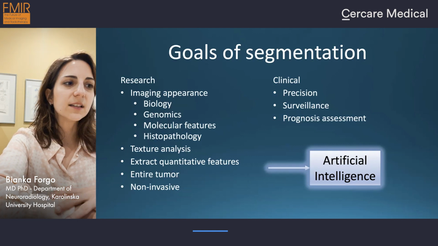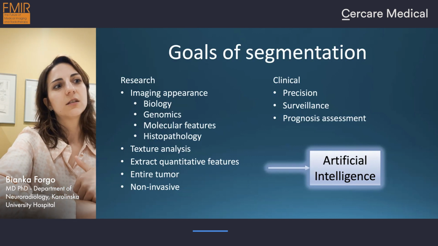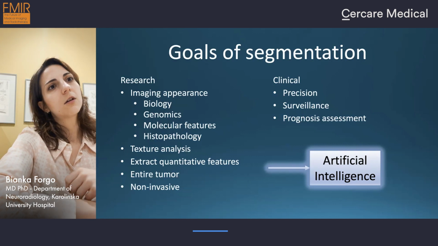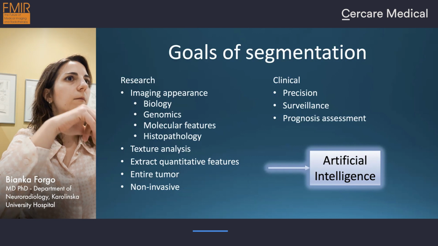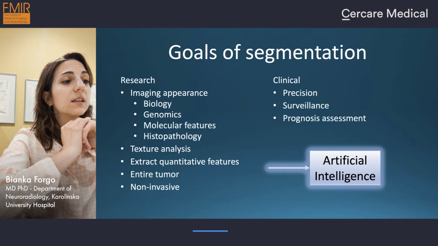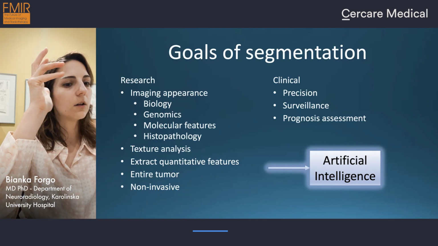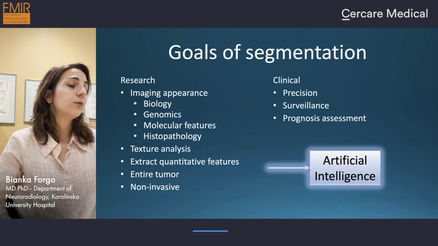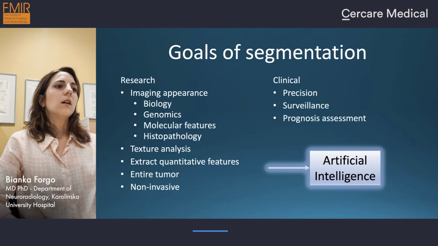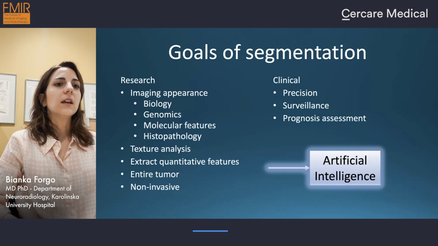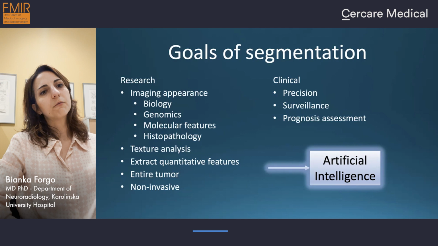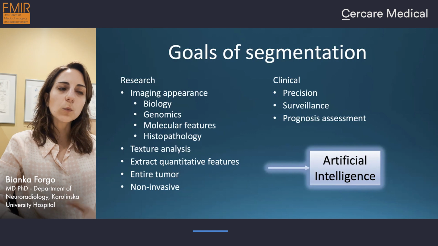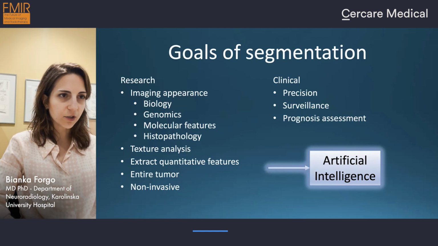We may perform texture analysis and extract quantitative features such as cerebral blood volume, for example. And a big advantage of segmentation compared to manual measurements is that we can this way look at the entire tumor, the entire pathology. And of course, we desire to do this in a non-invasive way. Ultimately, we use segmentation to provide a good basis for different artificial intelligence methods that will give us these features of the pathology.